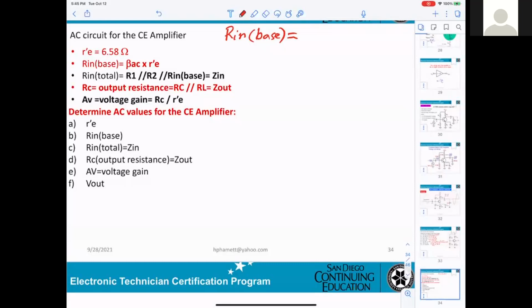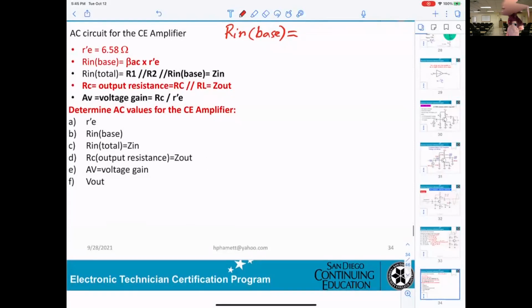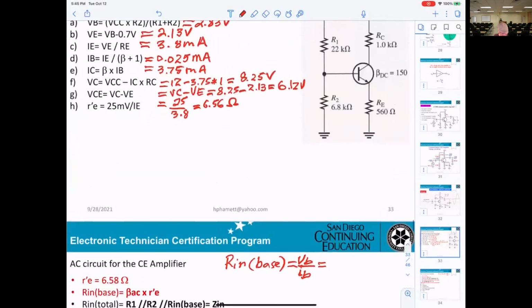What V? It should be the voltage into the base, VB, right? Correct. VB divided by what current? IB. That's the basic definition. The resistance from base to the ground will equal VB divided by IB.